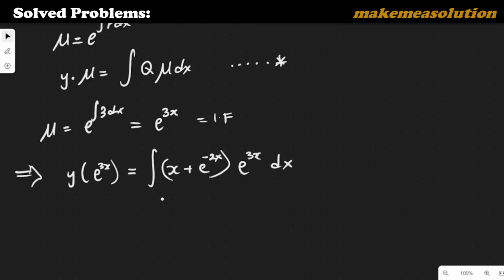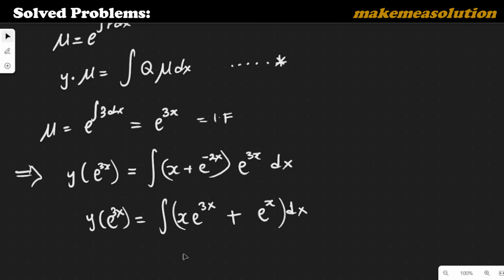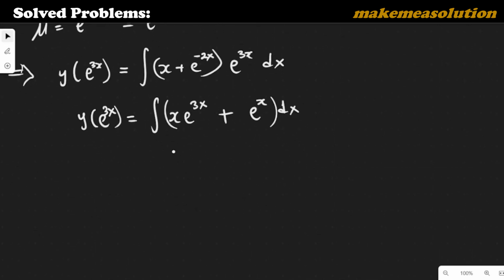Alright, so we have y exponential 3x is equal to integral of x exponential 3x, then plus exponential minus 2x times exponential 3x gives us exponential x when you obey the law of indices. So moving on, you're going to get y exponential 3x. So let me distribute the integration. Exponential 3x dx plus integral of exponential x dx.